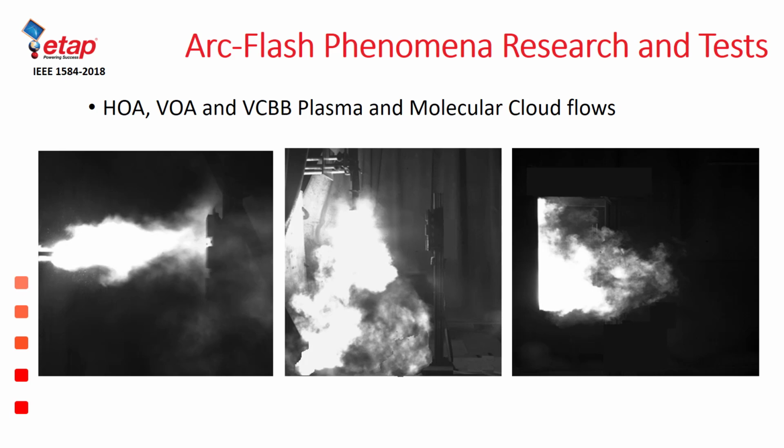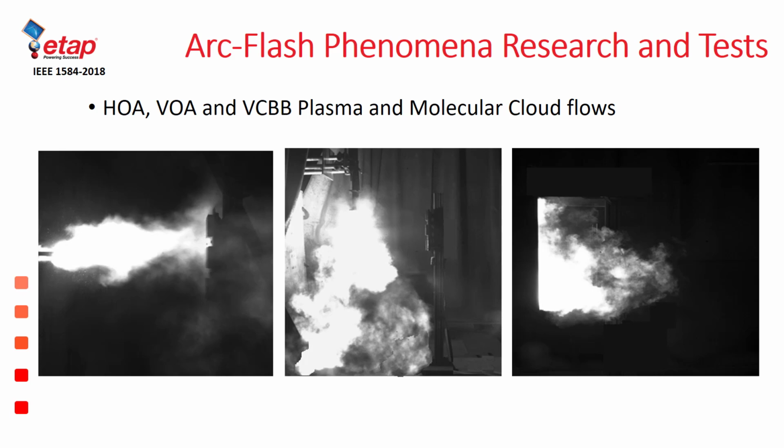This slide shows the actual plasma and the molecular cloud flows, as in a snapshot, during different arc flash events within different configurations. The vertical open air configuration, which is shown in the middle, shows the plasma reflected and directed towards the bottom and away from the calorimeters.